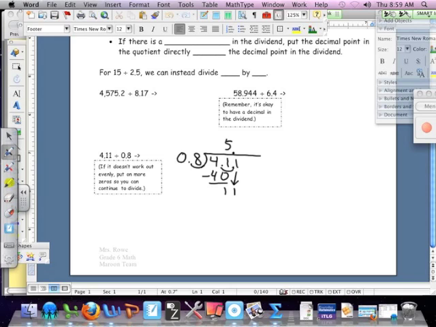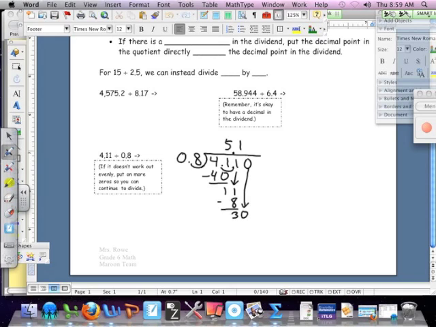Now that we've brought down, we have 11. How many times does 8 go into 11 without going over? 1 time. Because 1 times 8 is what? 8. Now, sister tells us to subtract 11 minus 8. 11 minus 8 is what? 3. 3 is less than 8. Sister doesn't have to yell at us, but brother has to bring down. We're dealing with decimals. That means we have to tack on another 0.